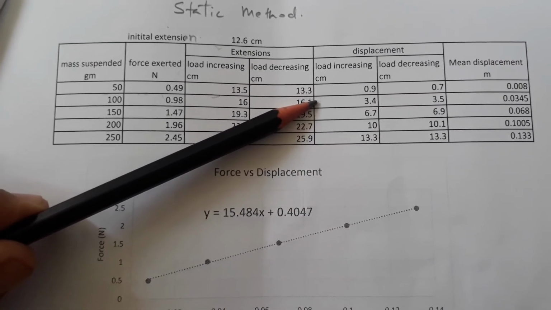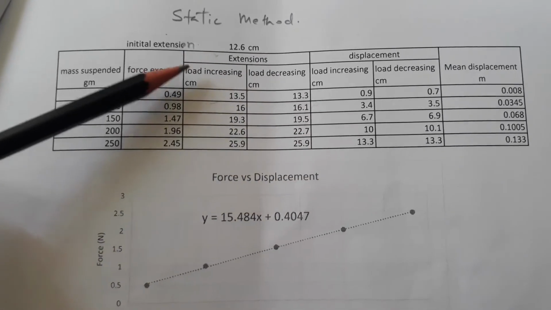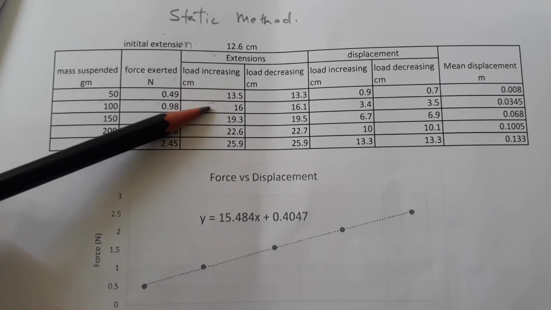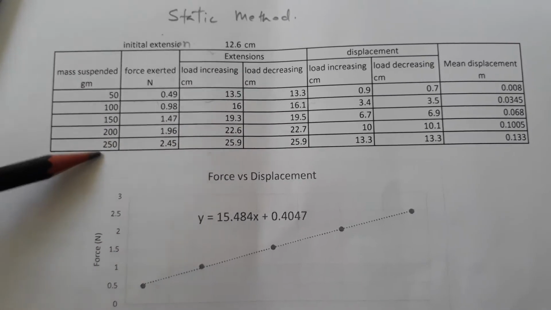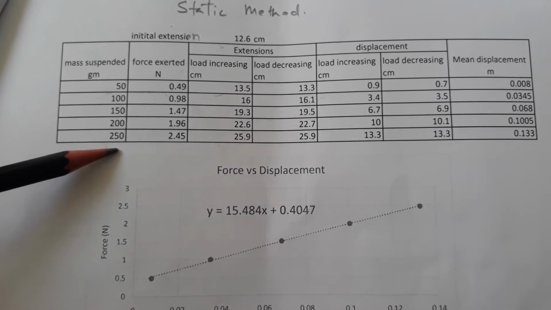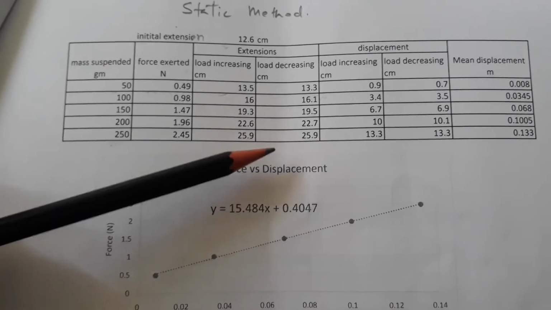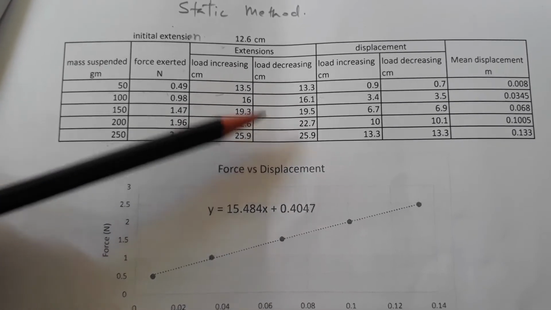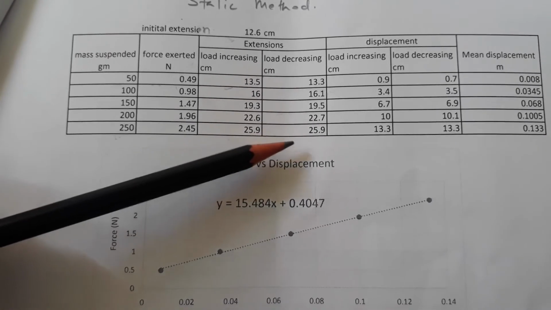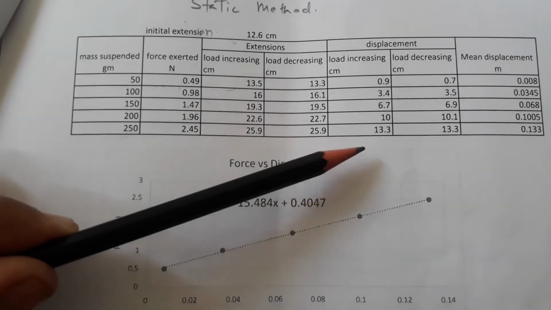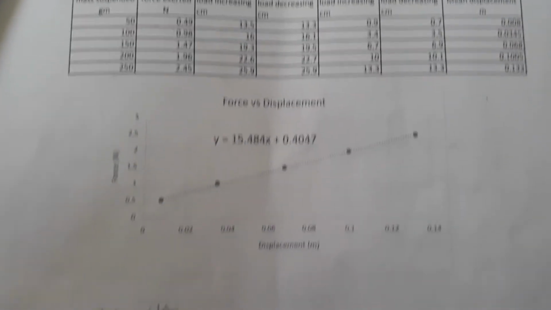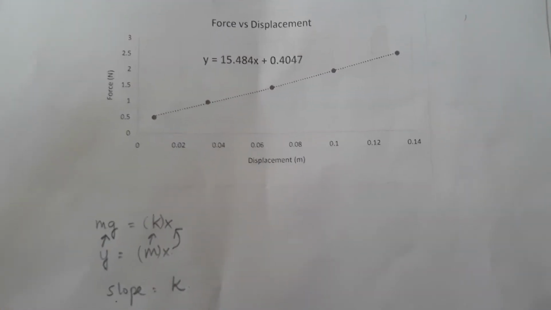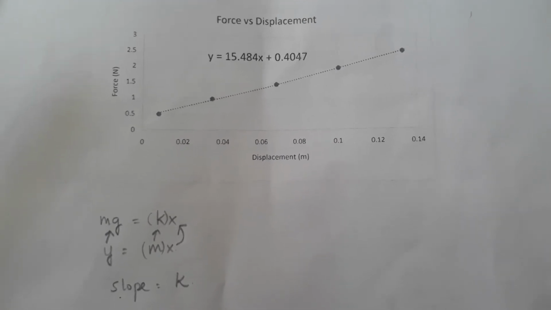So from this you can do the calculations once you are increasing the load. You are going all the way from 50 grams to 250 grams, and then you can do it on the way back when you are decreasing the load from 250 grams to 50 grams. Then you will have two sets of measurements, and you can average them and get the mean displacement.